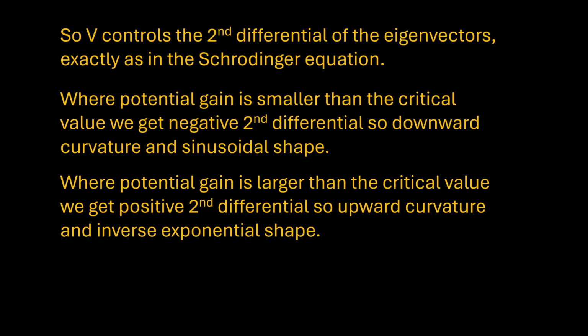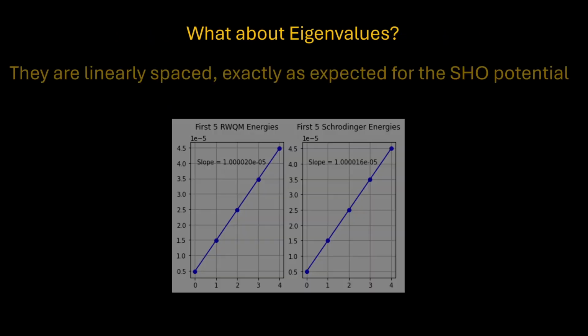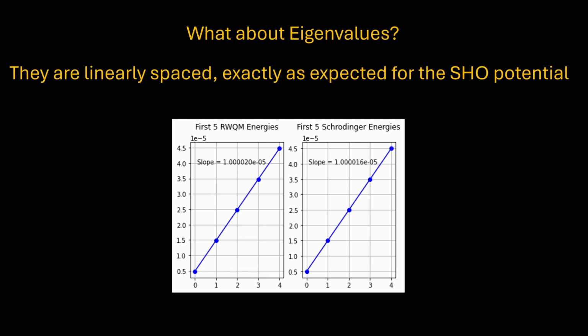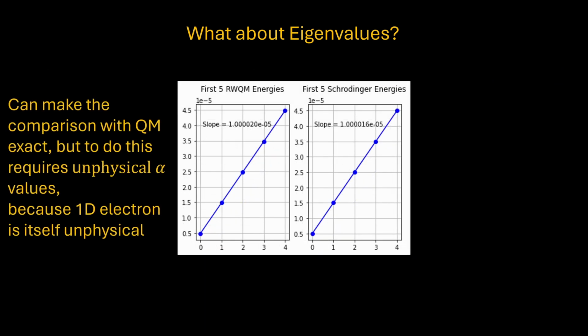The solutions we have been discussing were found by solving the eigenvalue equation for the alternating functions. So far we have only discussed the eigenvectors, that is, the shapes of the functions which are solutions to both Schrodinger's equation and the real wave quantum mechanics method. We have not looked at the associated eigenvalues, and we can do that now. We find that the eigenvalues are exactly equally spaced for real wave quantum mechanics, as they are for the Schrodinger solutions. In this figure, they are shown to be identical, but this comes with a health warning.